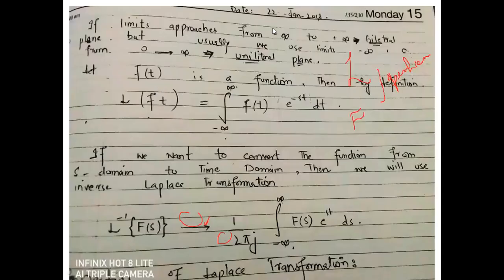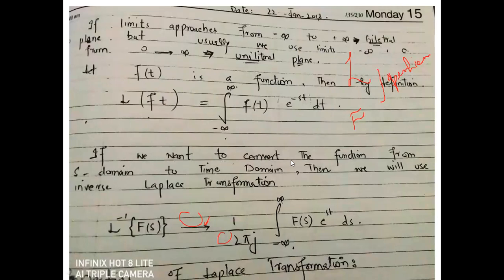If the limits approach from minus infinity to plus infinity, it will be bilateral, but usually we use the limits from minus infinity to 0 or from 0 to infinity, meaning unilateral. So let's suppose we have a function f(t). By definition, Laplace of f(t) is equal to the integral from minus infinity to infinity of f(t) e raised to the power minus st dt.